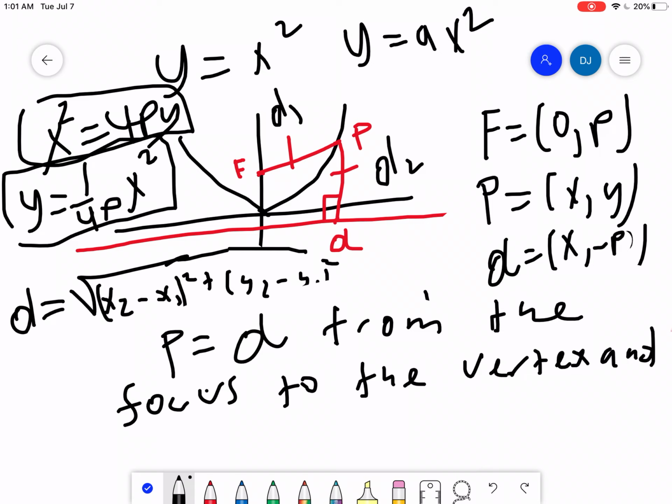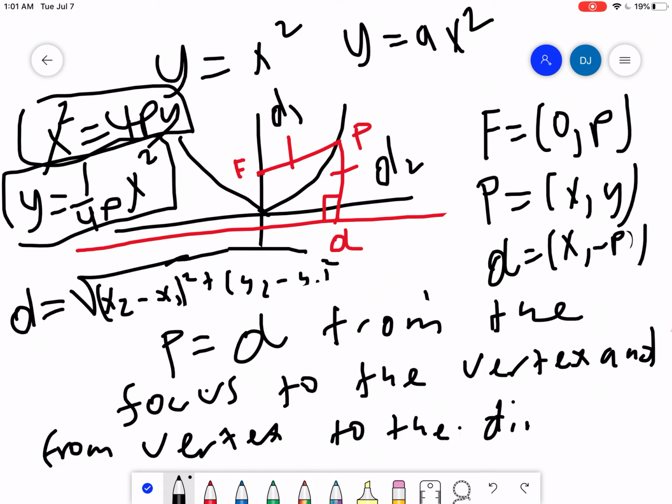and from the vertex to the directrix. So it's basically this distance over here. Basically, it's the distance from the focus to the vertex or the distance from the vertex to the directrix, assuming that it's perpendicular.